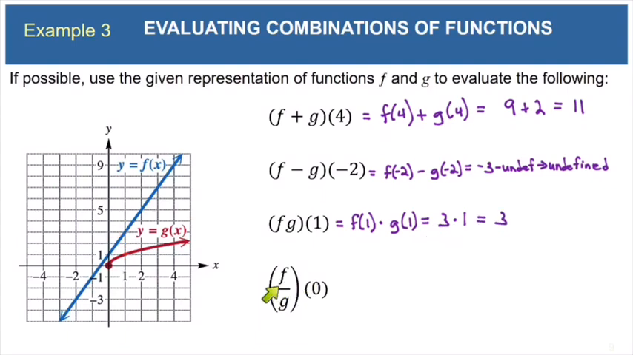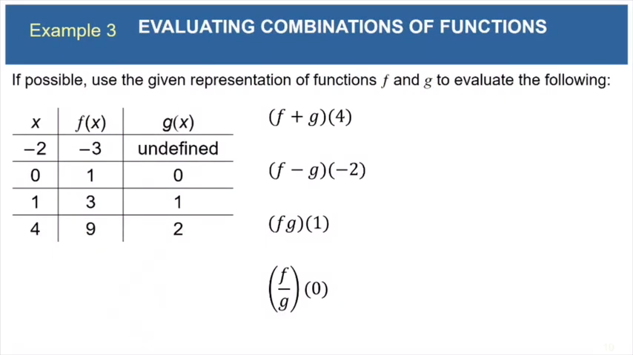And now let's look at f divided by g of 0. Of course, that's f of 0 divided by g of 0. When x equals 0, the f function is 1. But when x equals 0, the g function is 0. So what we have here is 1 divided by 0, which is undefined. So even though neither one of these individual functions was undefined at 0, the quotient itself is undefined at 0.